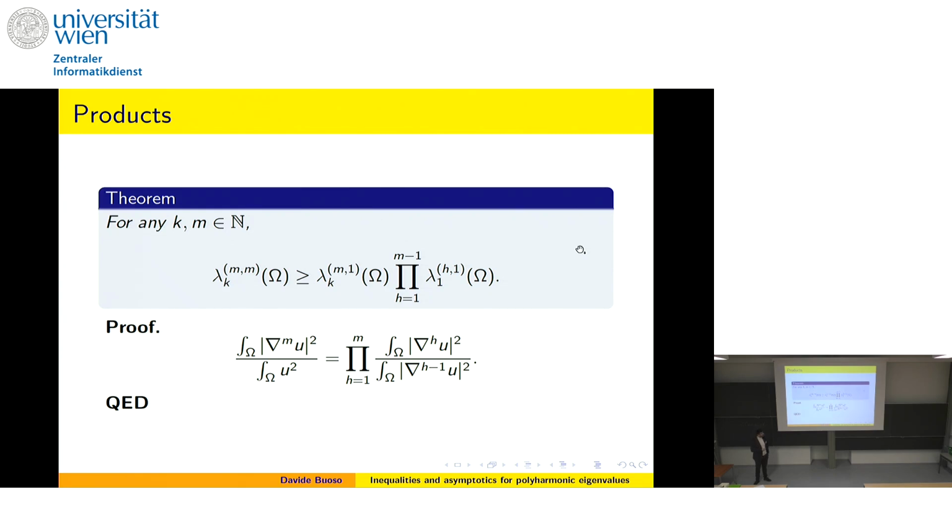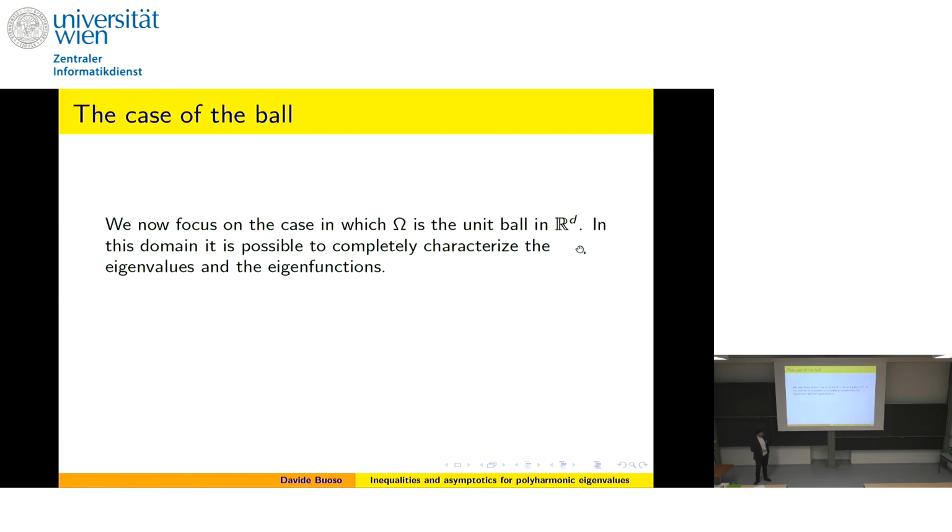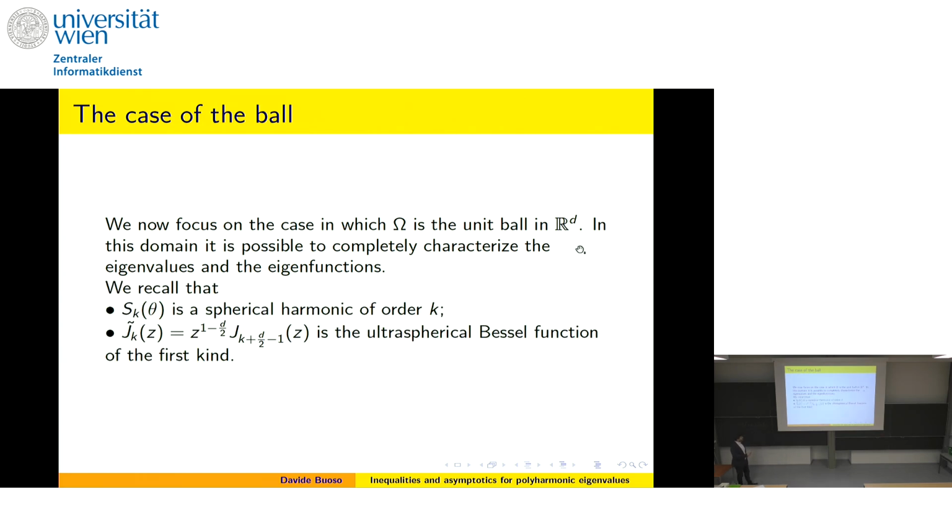And of course, in general, since you are comparing eigenvalues of completely different operators, there are no standard techniques. We tried something, didn't work. So when you do not know what to do, you go where you can do explicit computations. That is on the ball. So on the ball, there is a classical way of writing the eigenfunctions and therefore the eigenvalues, of course, using Bessel functions. And let me recall that I will denote by sk any spherical harmonic function of order k.